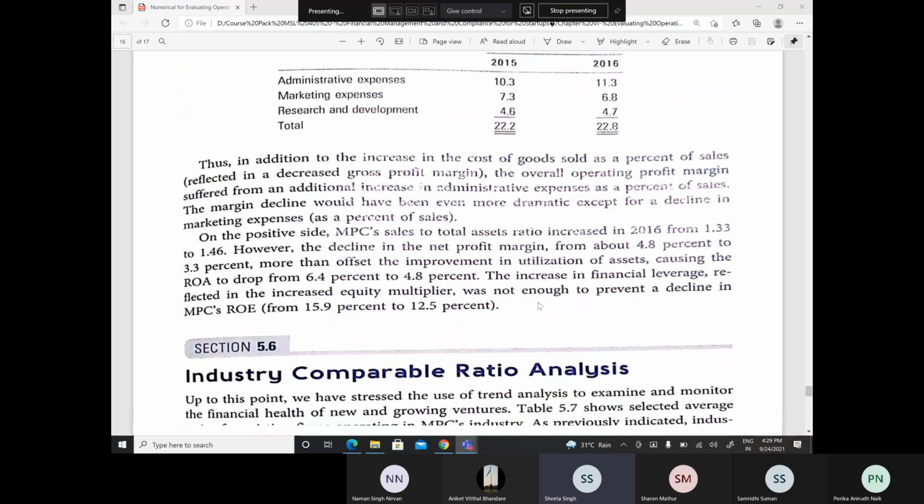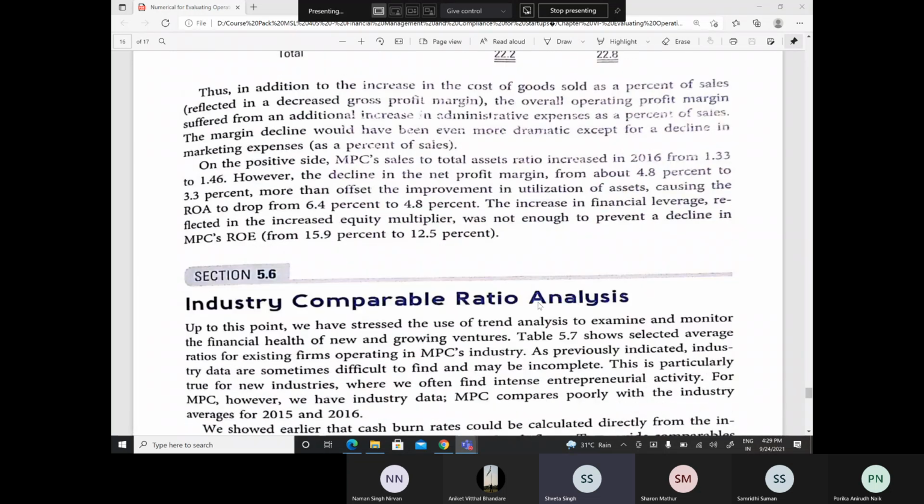Thus, in addition to the increase in the cost of goods sold as a percent of sales, reflected in a decreased gross profit margin, the overall operating profit margin suffered from an additional increase in admin expenses as a percent of sales. The margin decline would have been even more dramatic except for a decline in marketing expenses as a percent of sales. On the positive side, MPC's sales to total assets ratios increased in 2016 from 1.33 to 1.46.